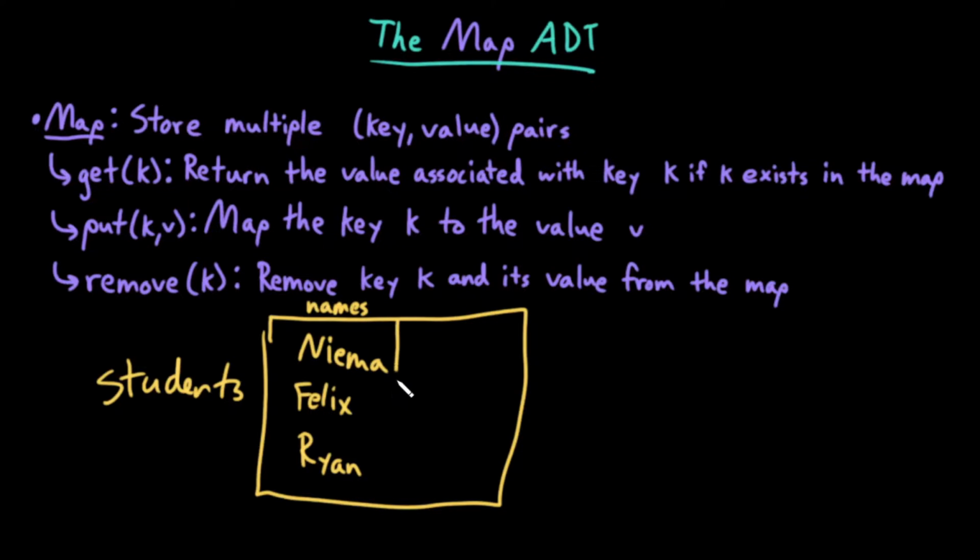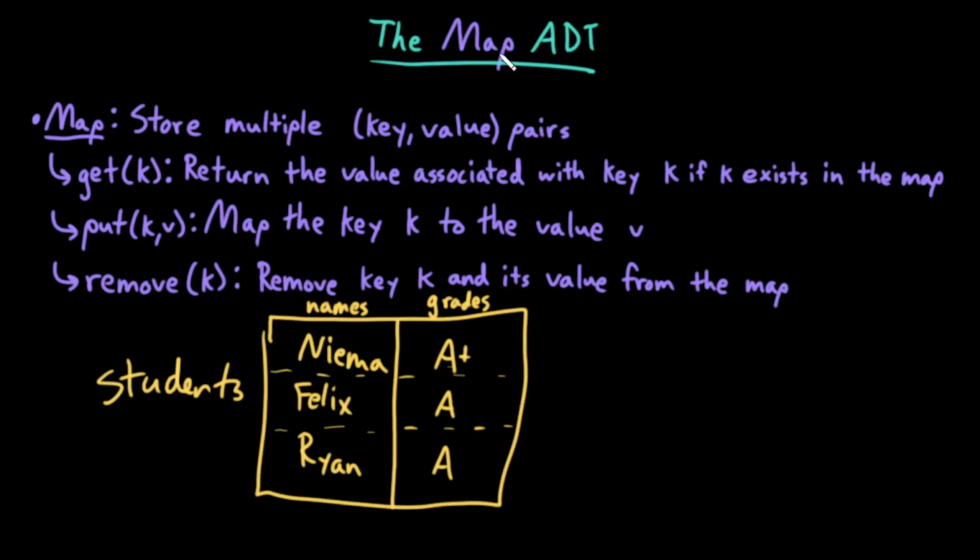But what if I also want to store their grades? So maybe Nima has an A+, Felix has an A, and Ryan has an A. Let me draw some lines to make it more clear. So not only do I want to store the names of the students, but I also want to have some value that's associated with each of these students. So I want to map these keys to some values.